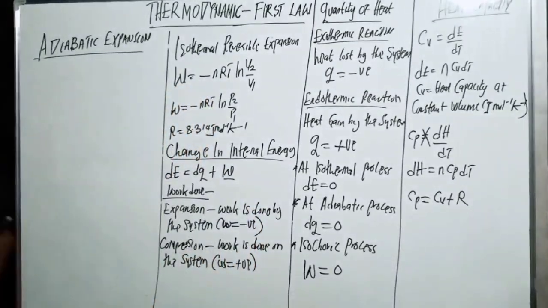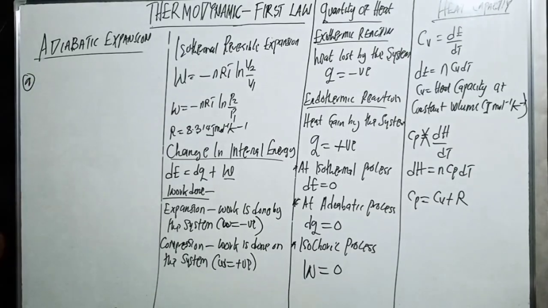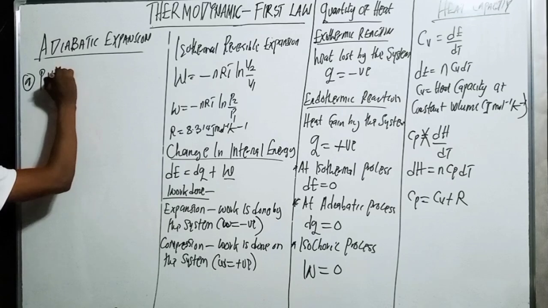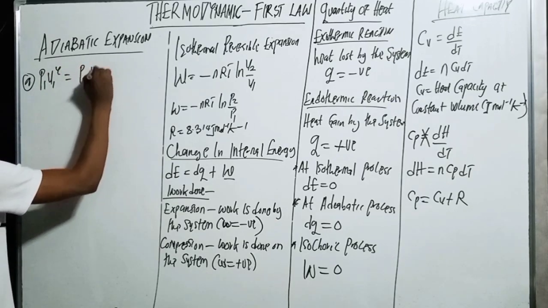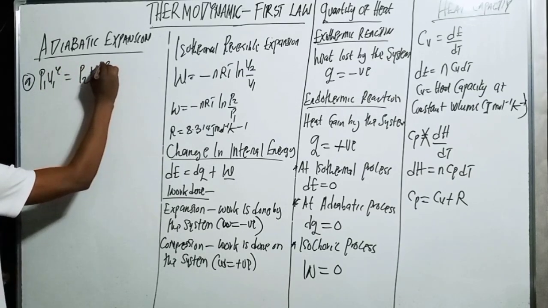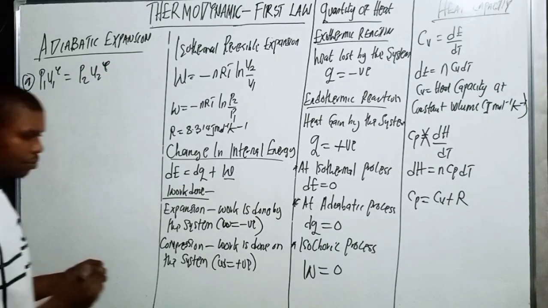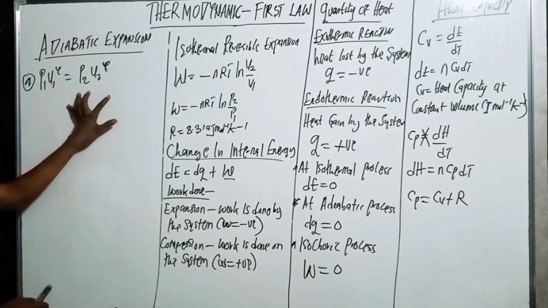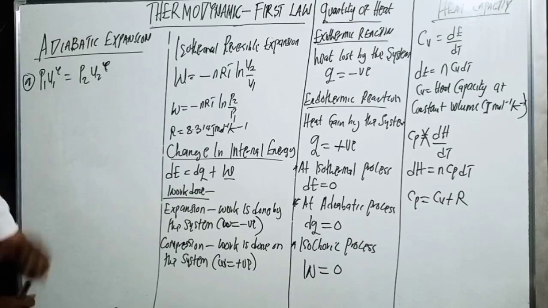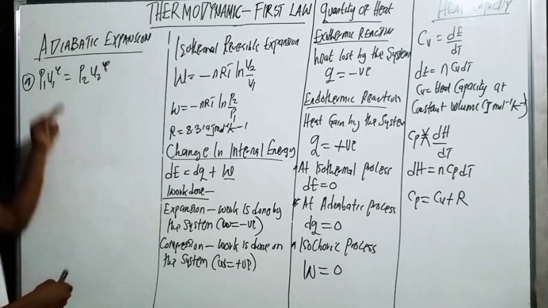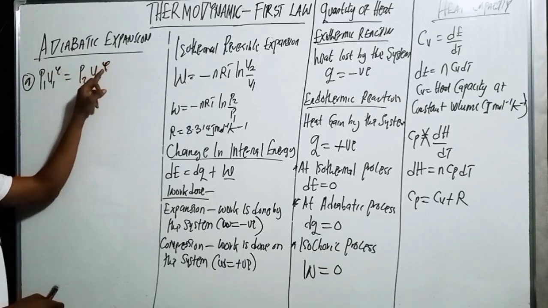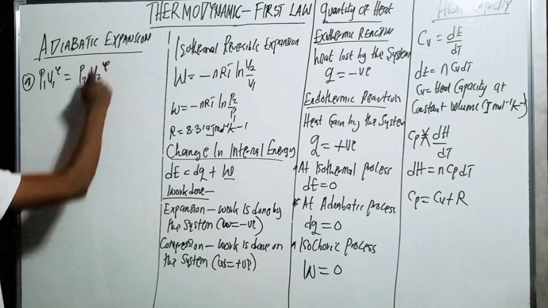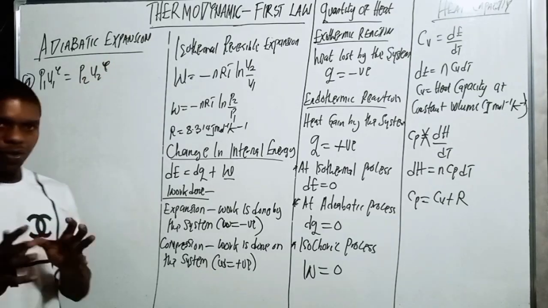So the first formula is the relation between pressure and volume. Here we have P1 V1 lambda equals P2 V2 lambda. This one relates pressure and volume. This lambda here is called the adiabatic constant.